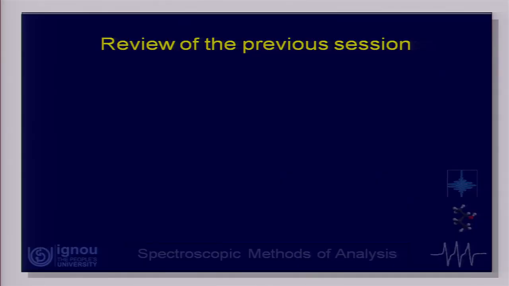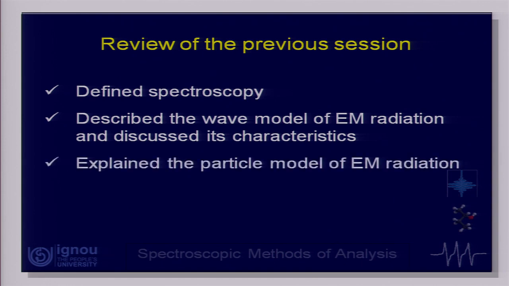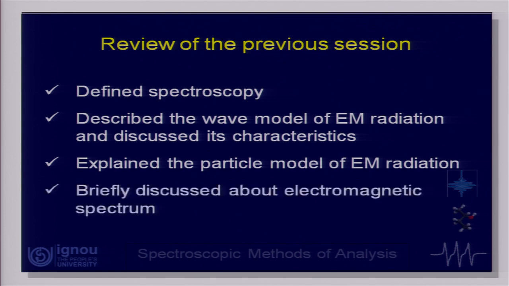Let us make a beginning by recalling what we did in the previous session. In the previous session, we basically started by defining spectroscopy to be the interaction of radiation and matter. Having defined that, we primarily focused on the nature of electromagnetic radiation. We started by describing the wave aspect or the wave model of electromagnetic radiation and discussed in detail the characteristics of EM radiation there. Thereafter, we took up the quantum mechanical or the particle model of EM radiation, and then we briefly discussed the electromagnetic spectrum, that is a spread of different kinds of EM radiations that we can have.